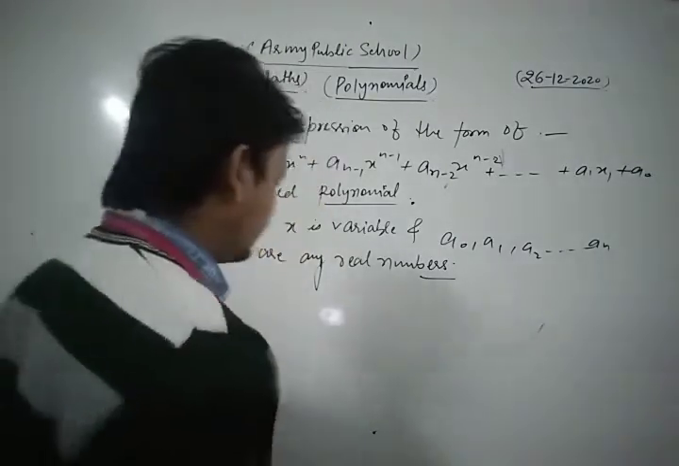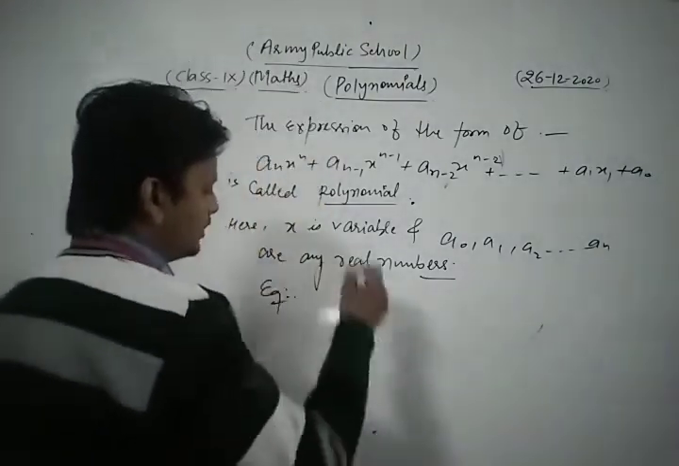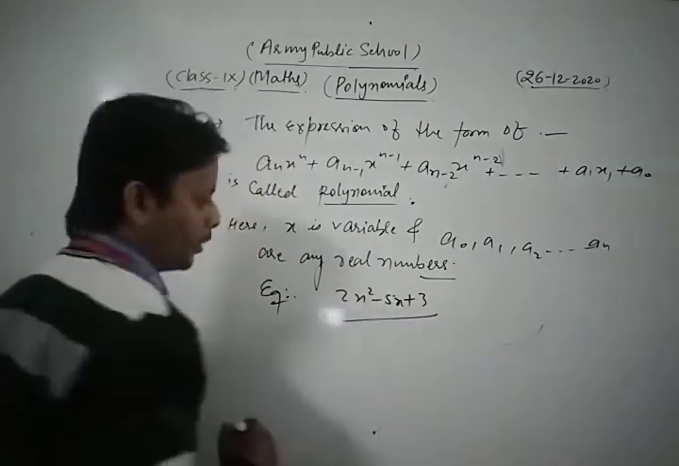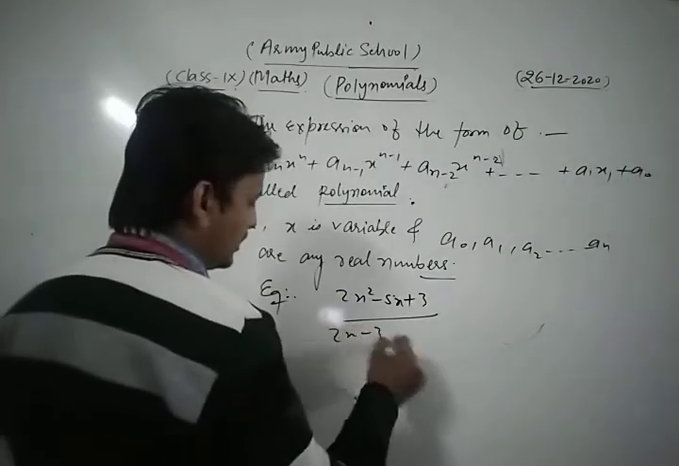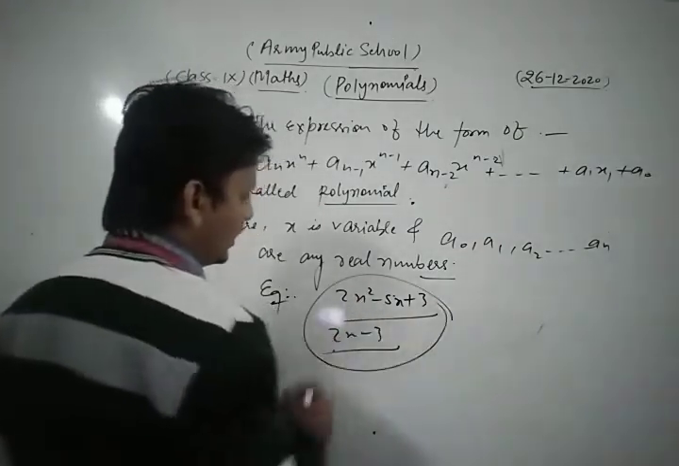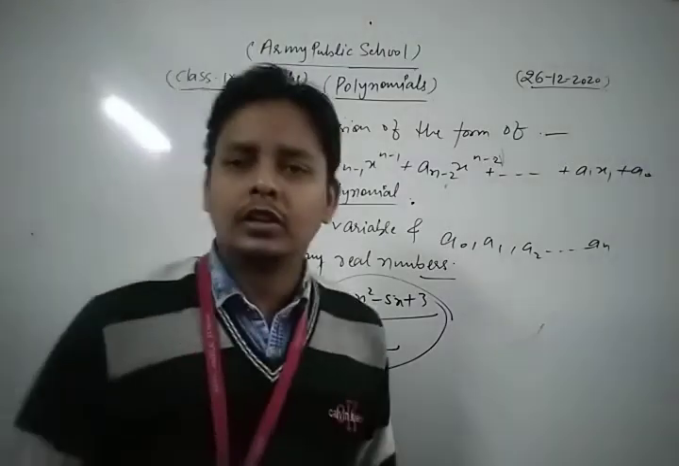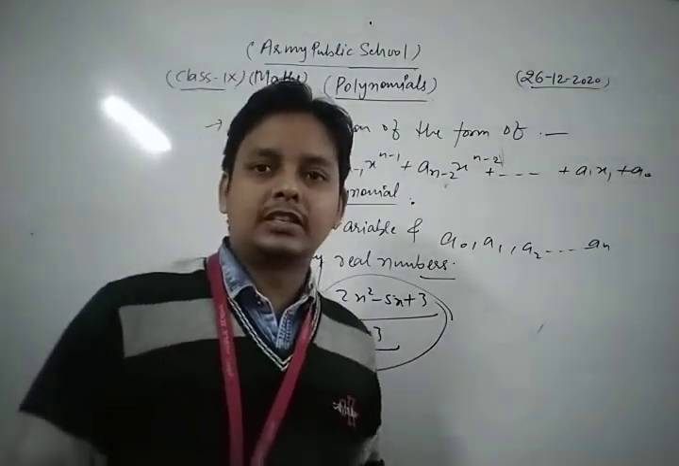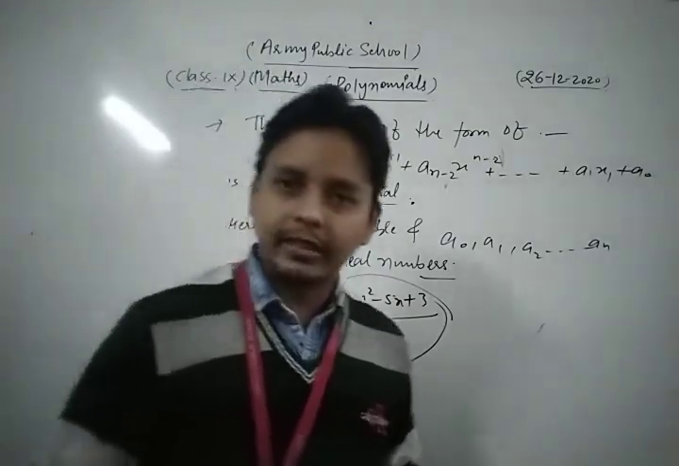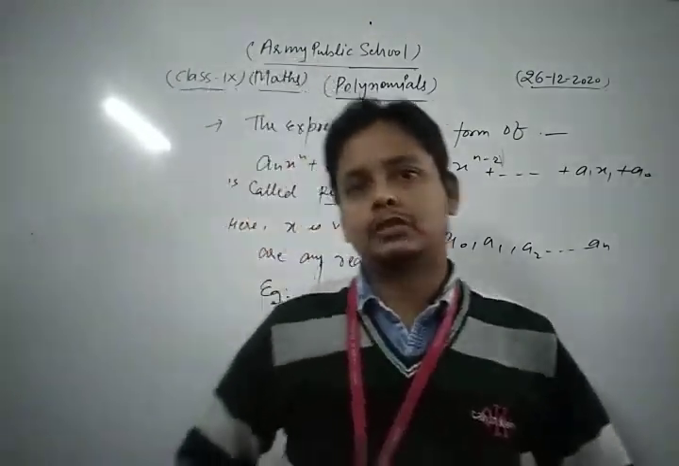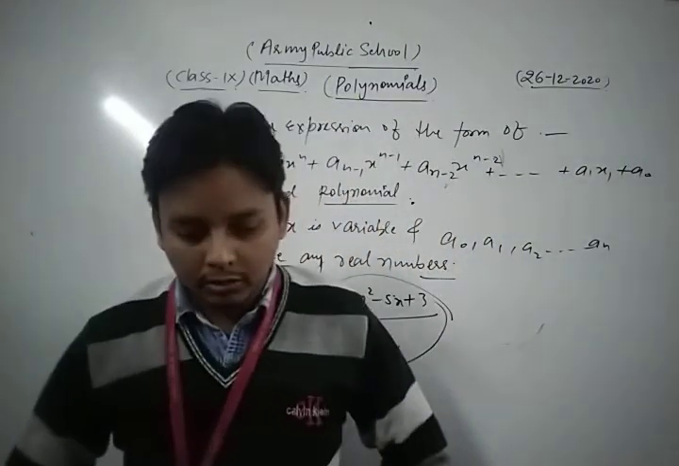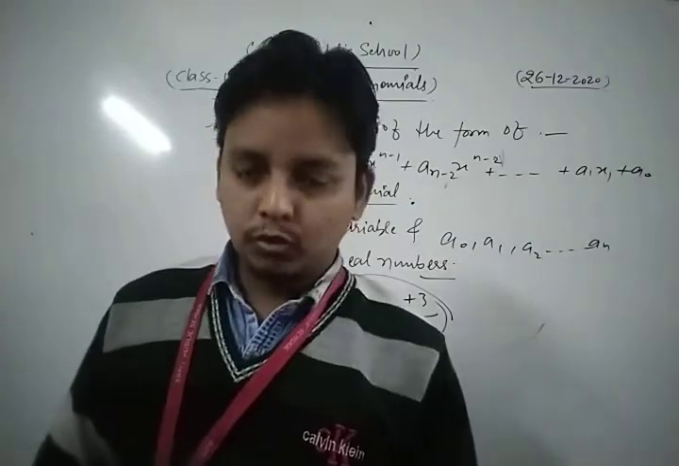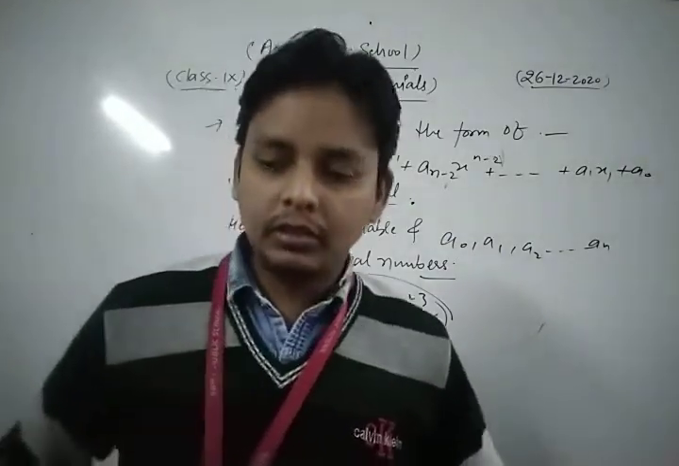Now let's see some examples of the polynomial. Suppose we write 2x square minus 5x plus 3. This is a polynomial. And 2x minus 3 is also a polynomial. All such algebraic expressions are called polynomials. It means a polynomial is a relationship between variables and constants having algebraic operations like plus or minus. Okay, now we discuss the degree of the polynomial.